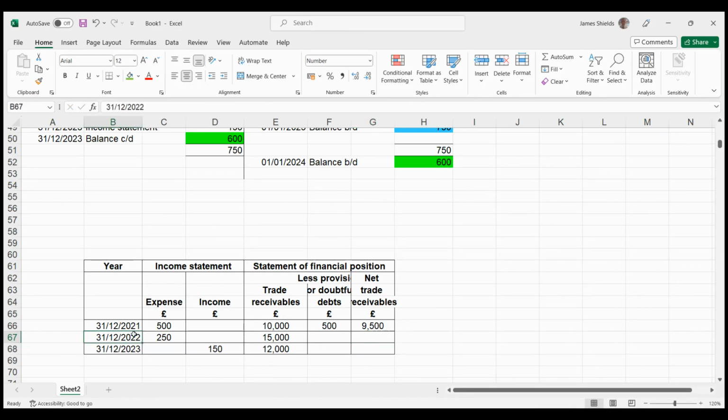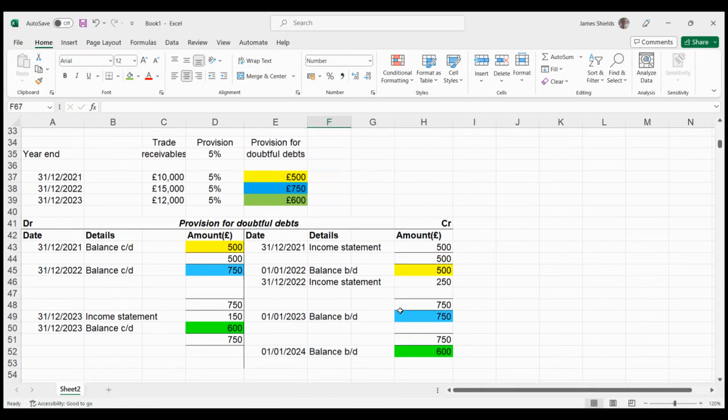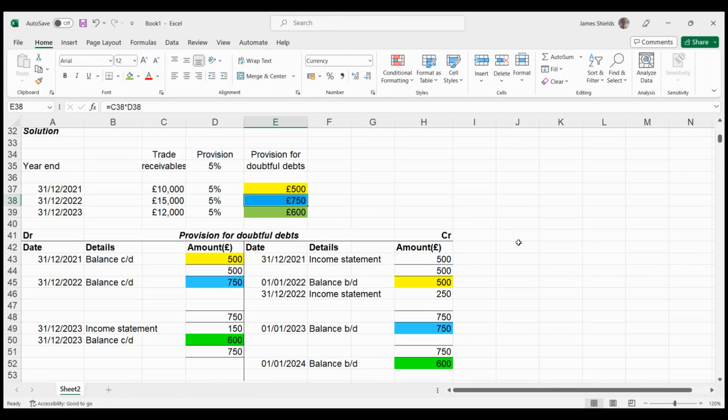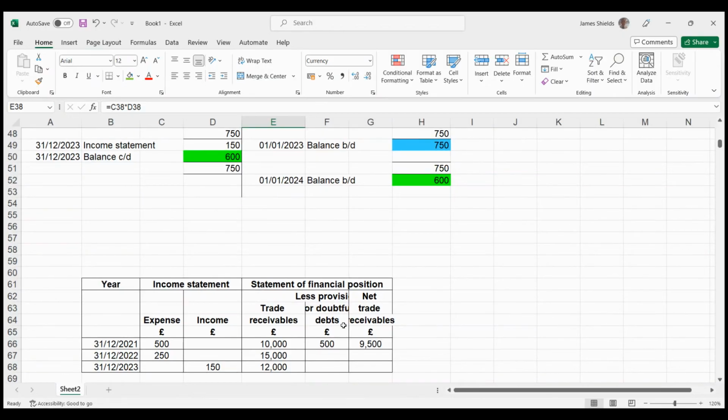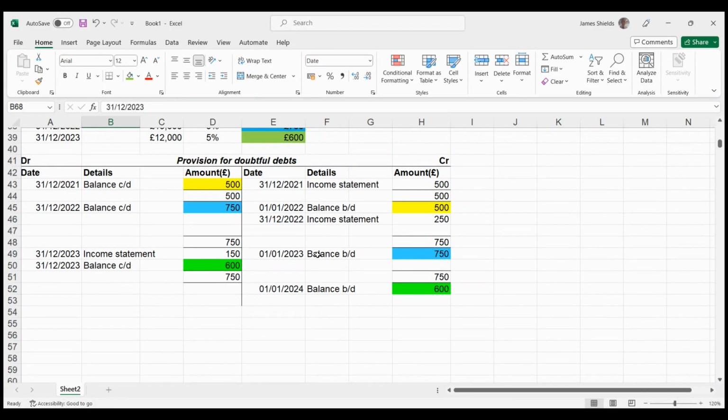Right, the year end, December 2022, we look for our provision again. So the provision for 2022 was £750. So we're not expecting to receive £750 of our trade receivables. So the net amount is going to be the total trade receivables of 15,000, take away the 750 we're not expecting to get. So that's going to be £14,250.